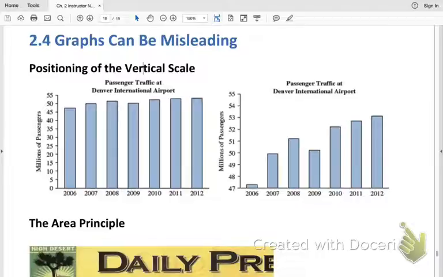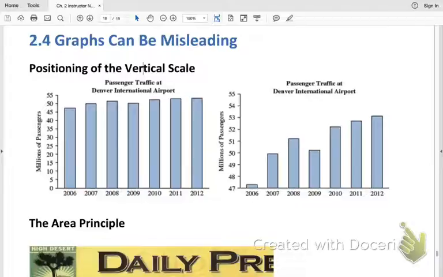And so you can see here we've got these two graphs that look like two totally different graphs. If somebody presented you with this graph on the right, you would look at that and go, wow, in 2006 there were so few people going to Denver International Airport. For whatever reason, I wonder what that is.